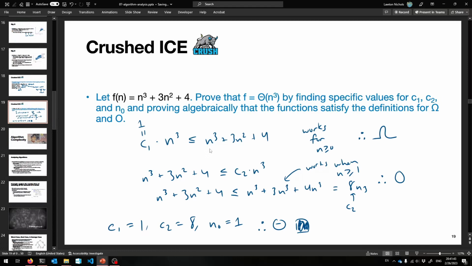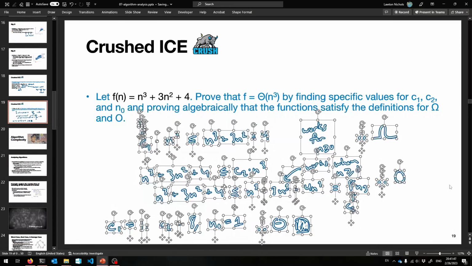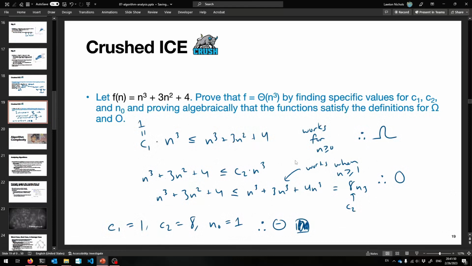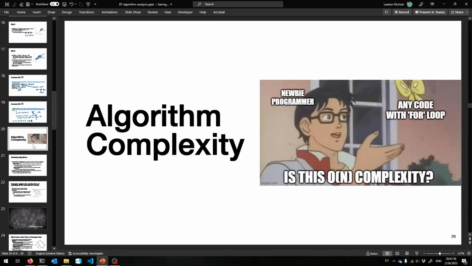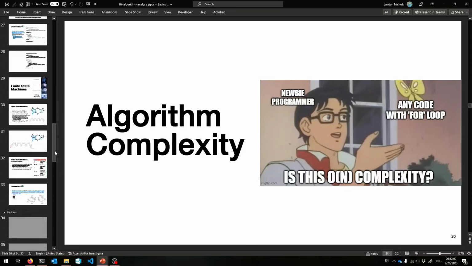Very common thing that you're going to want to be able to do, to mathematically specify whether or not a function is an upper bound or a lower bound, or, for the case of big theta, both. All right, so that's the last question I have for you for the day. I have just 2 more slides, and then we'll wait for the rest next time.